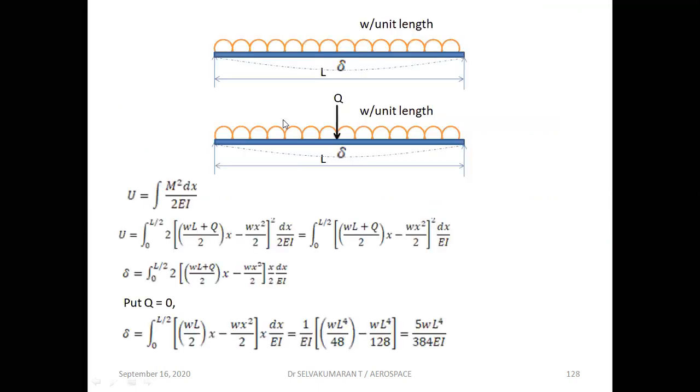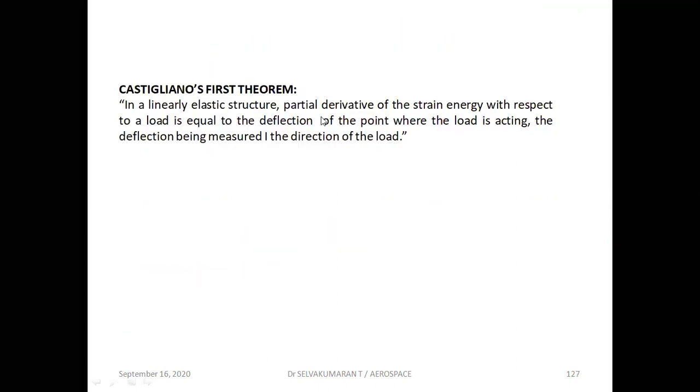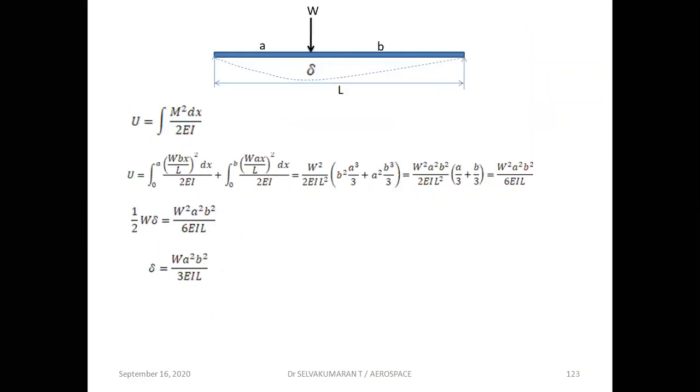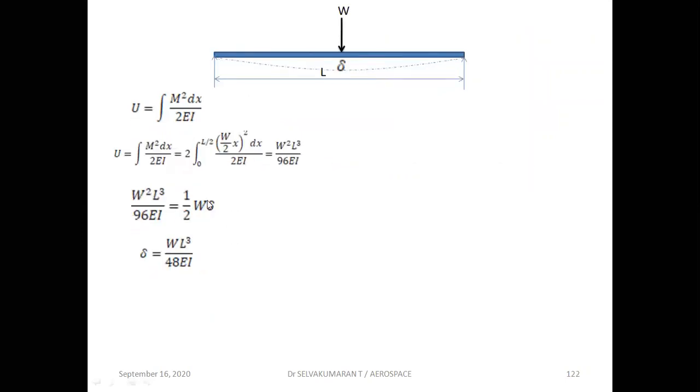So now let us check, for example, it says that the partial derivative of the total strain energy, that is dou U by the load. If P is the load acting at a point where the deflection is required to be calculated, dou U by dou P. Now, for example, you look at this problem. This is the strain energy stored here, dou U by dou W. If I differentiate partially with respect to W, I get the deflection at the point where the W is applied. Dou U by dou W, I get WL cubed by 48 EI.